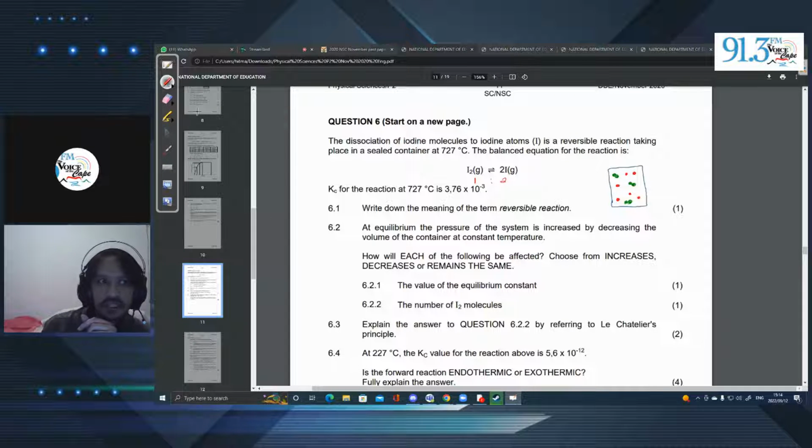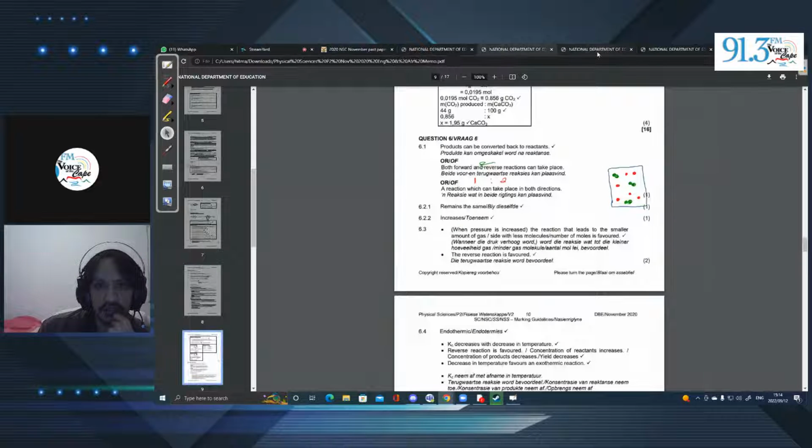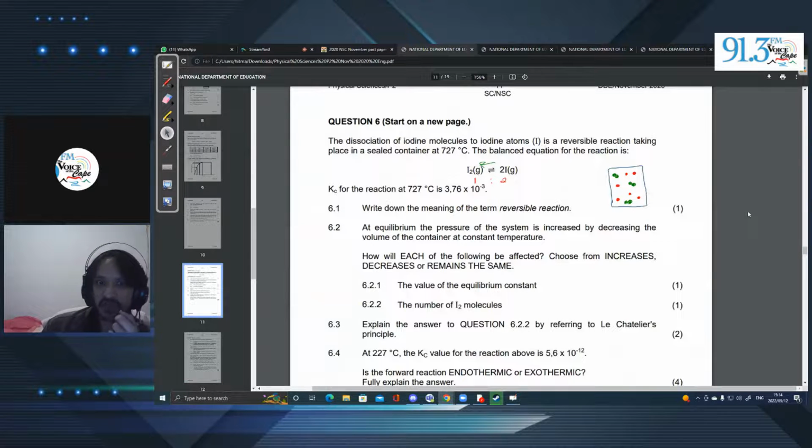So we're increasing pressure. If we're increasing pressure, we're actually going to end up squeezing the iodine atoms together. That's most likely going to favor the reverse reaction, and we're going to get an increase in the formation of the number of iodine molecules. Now let's double check the memo. We can go here, right? And there we go. We have an increase. And yeah, that's basically what happens.